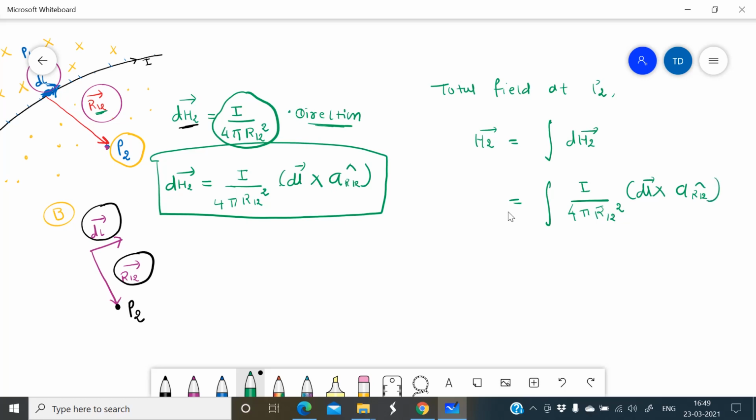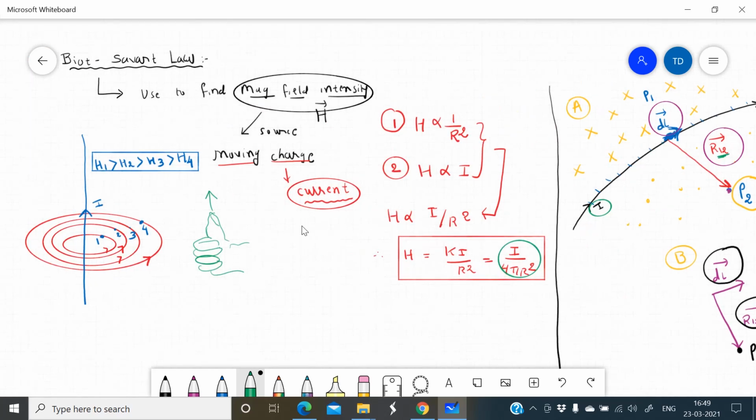aR12 unit vector. What is the aR12 unit vector? What is a unit vector? A unit vector means a vector upon its magnitude. So the aR12 unit vector is nothing but the r12 vector upon its modulus. So it is known as Biot-Savart's law.